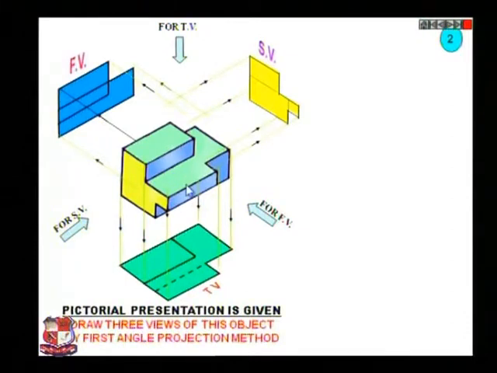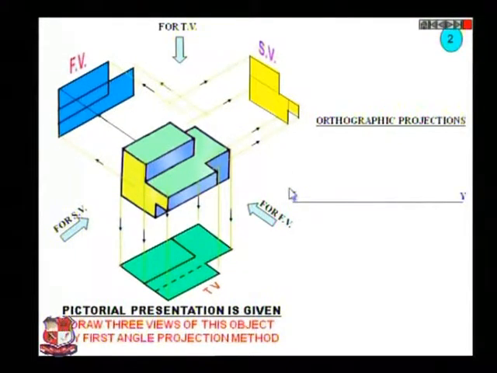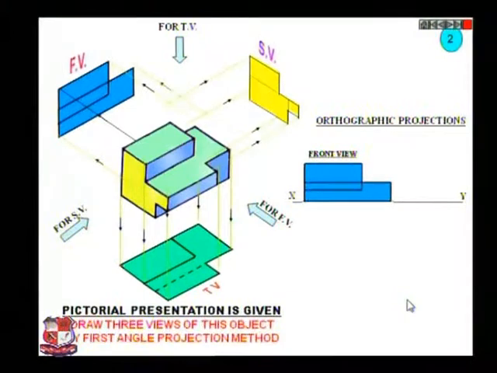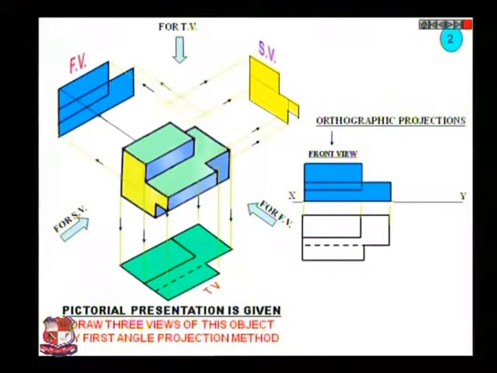Now you do practice for this drawing, how to draw on your drawing sheet. For that, first of all, draw the XY line which represents the intersection of the horizontal plane and the vertical plane. After that, draw its front view as shown over here, and then draw its top view by taking projections from the front view. In this top view, this dotted line is drawn over here, which represents this hidden edge which is not visible in the top view.